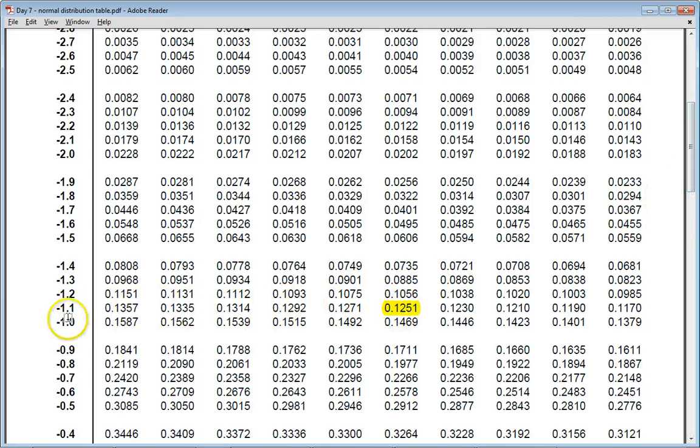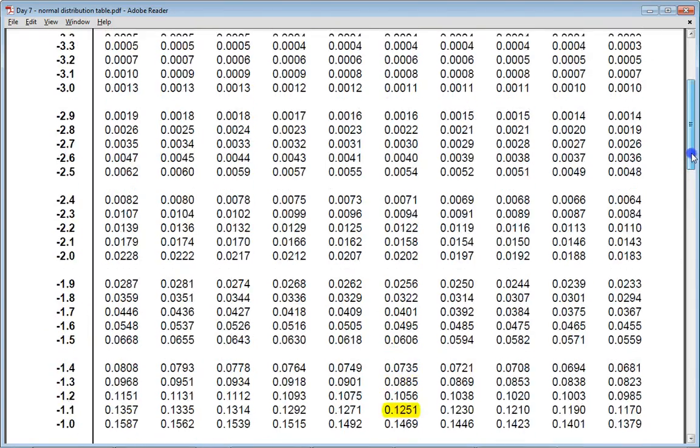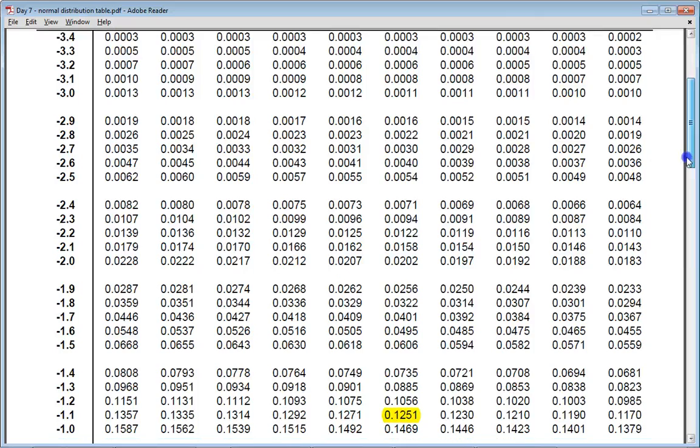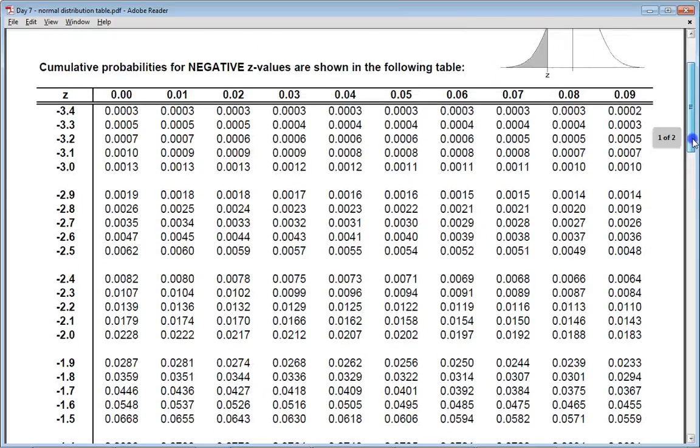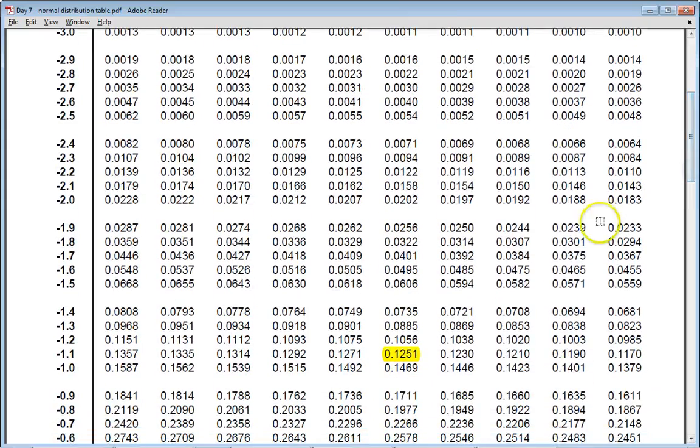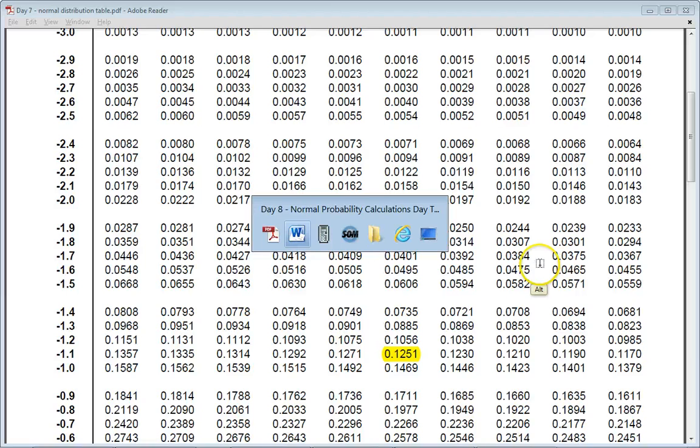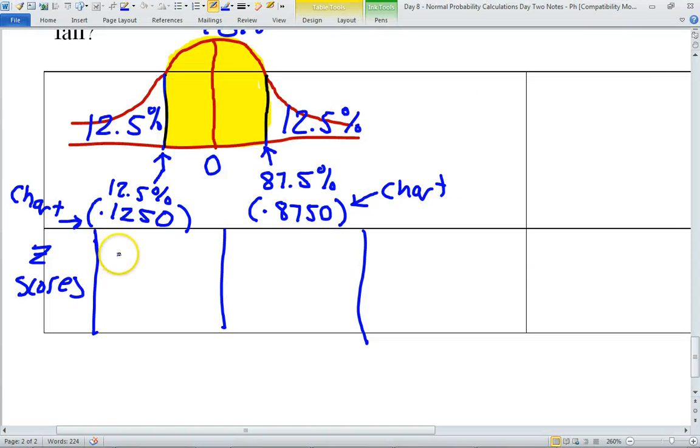To the left, I've got negative 1.1. Above, I've got 0.05. Put them together. Negative 1.15. So negative 1.15. Okay, so as a z-score, I'm talking about z equals negative 1.15.